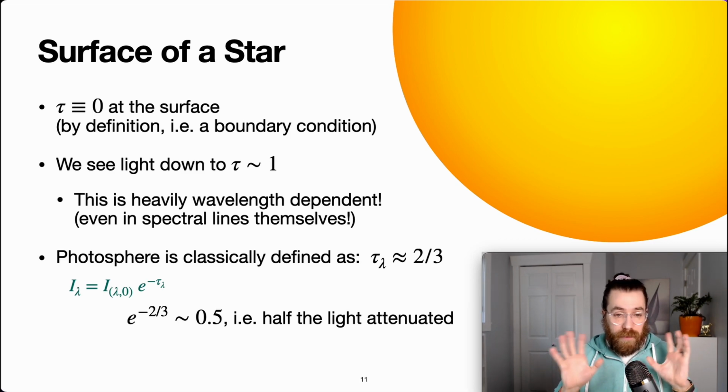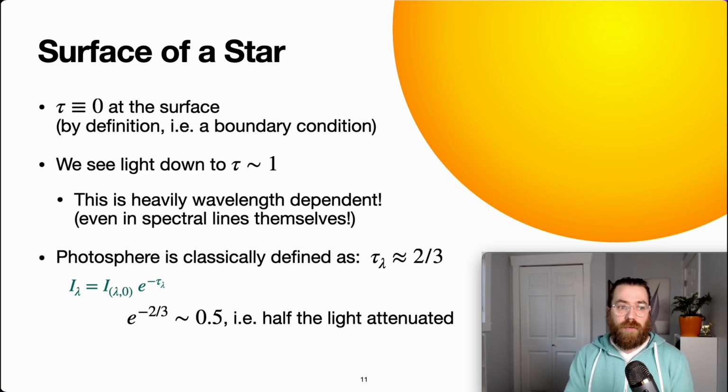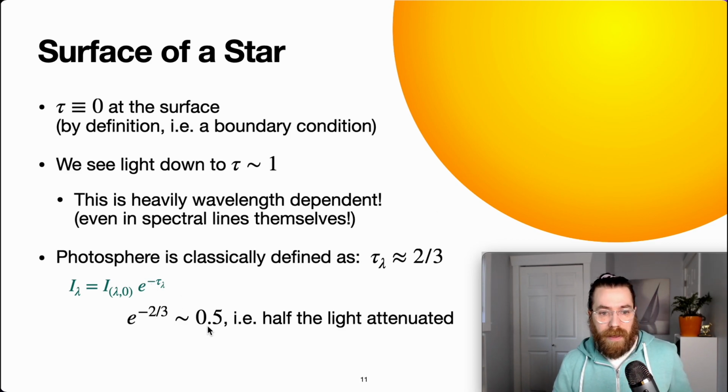The photosphere, we talked about this before, is classically defined as the depth in the atmosphere where you achieve tau of about 2/3. About 2/3. Why that number? Because e to the minus 2/3 is about 0.5. It's not 2/3 exactly. It's like 0.667 or something like that. I forget, but it's about 0.5.